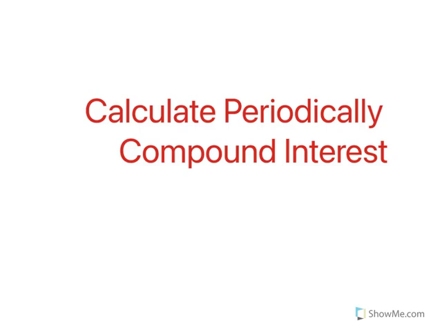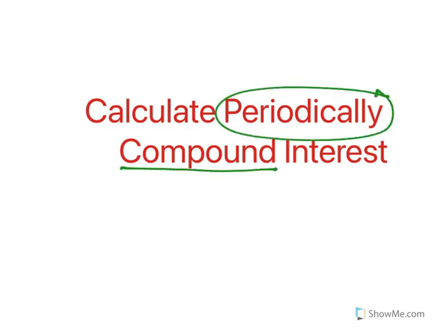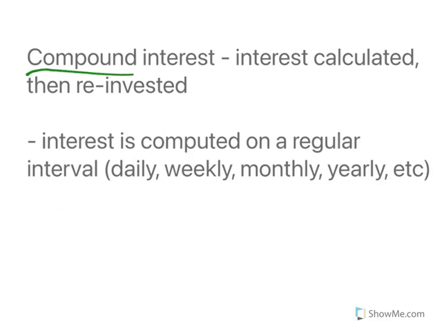Calculate periodically compounded interest. Now, notice here you're dealing with compound interest and periodically. So this means different periods. Periods being months, days, weeks, years, semi-annually, all kinds of different periods of time, and then compound interest. So first, what is compound interest?